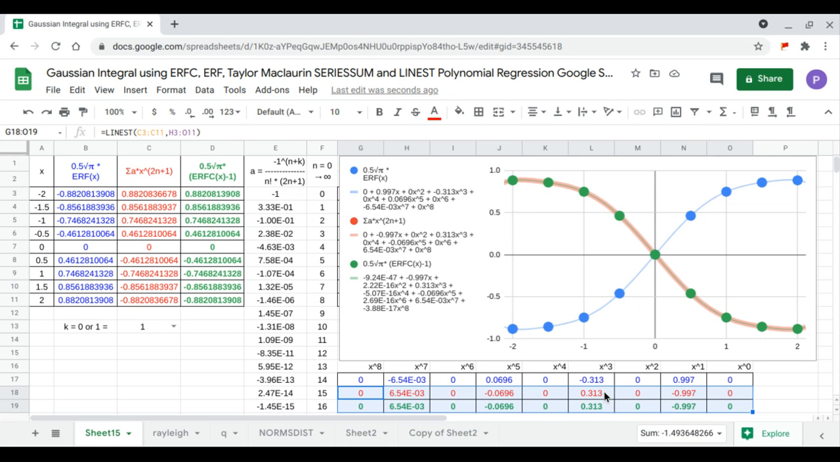This completes the use of ERFC, ERF, Taylor-Maclaurin SERIESSUM, and LINEST polynomial regression to generate the dataset and trend line of the Gaussian integral.